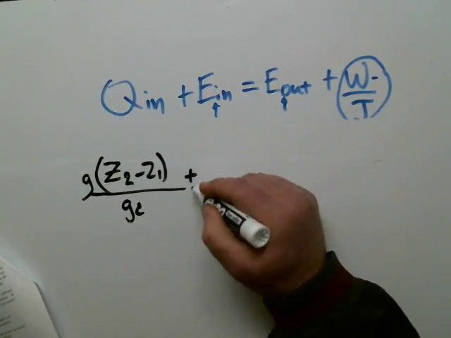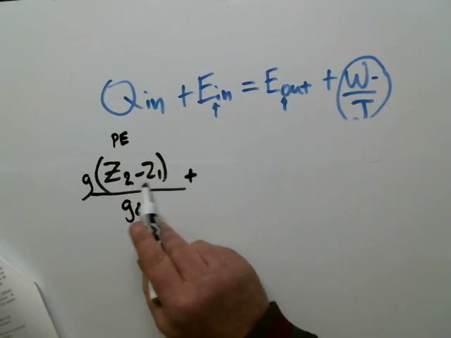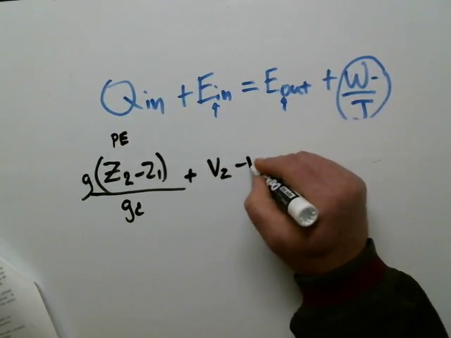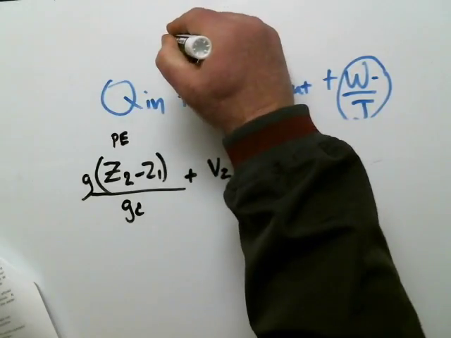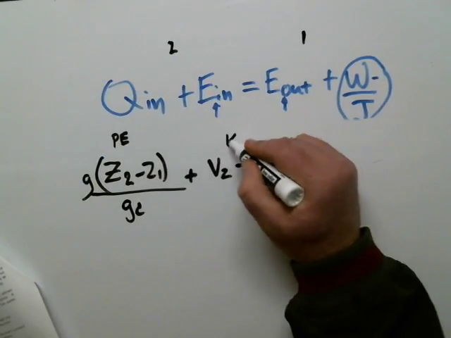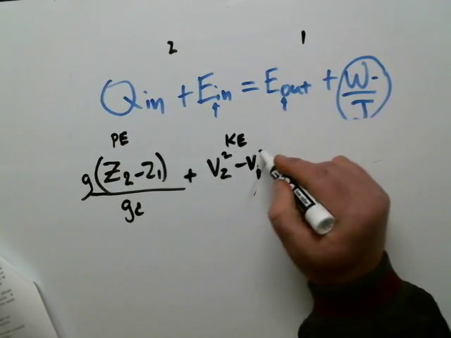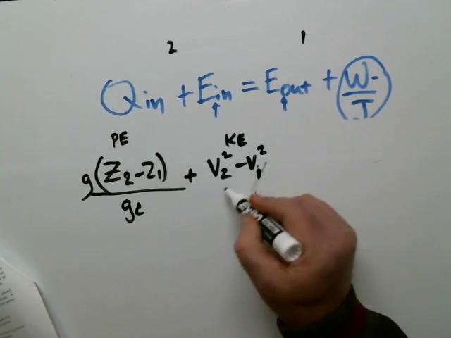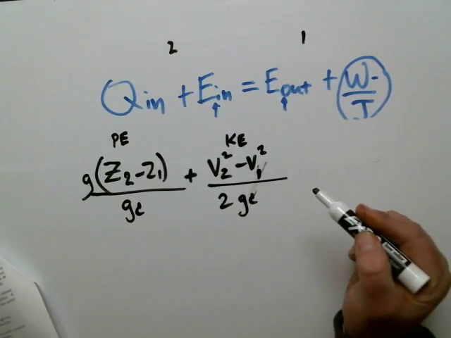So there's the change in potential energy due to height. Then the change in kinetic energy. Well, there's one little thing you've got to remember here. That's the change in velocity, but these were between in and out. I used 2 and 1. So this would be the kinetic energy. It was the velocity squared, though, you have to recall. So velocity squared 2 minus velocity squared 1 divided by 2 times the gravitational constant. That was the change in kinetic energy.